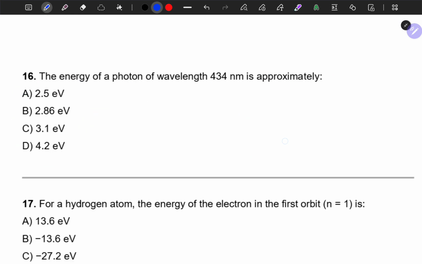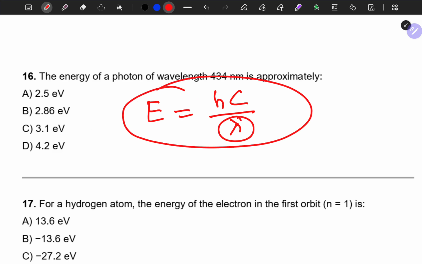Similarly, here, the energy of a photon of wavelength 434 nanometer is approximately. So again, we can use this equation. Putting this value of lambda here, we can easily find out the value. Already you know the Planck's constant value, the c value.